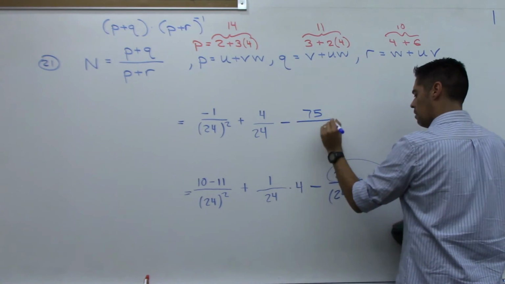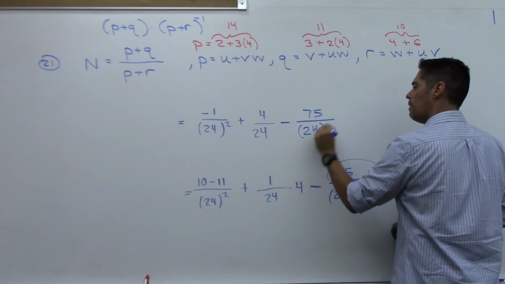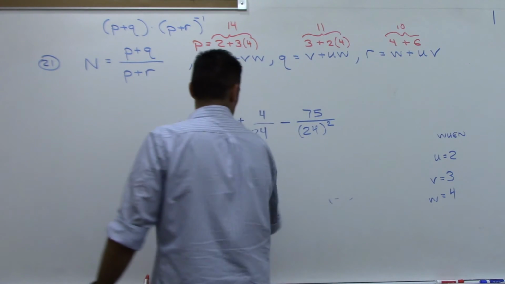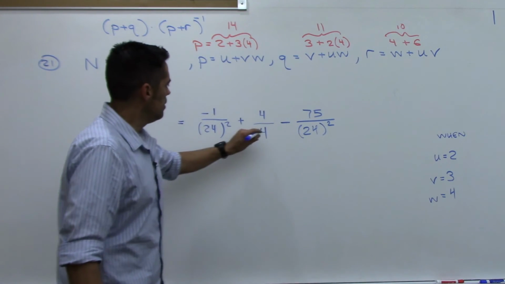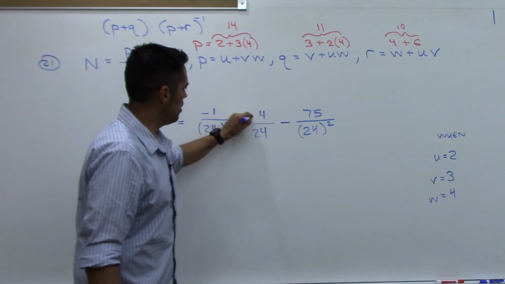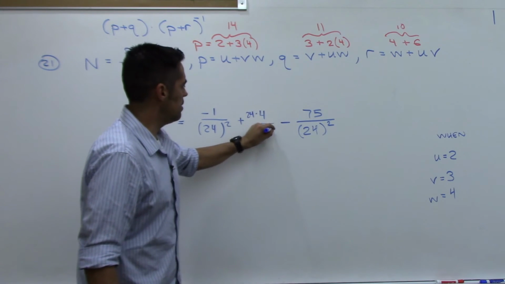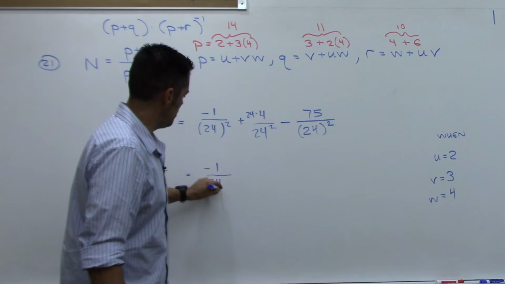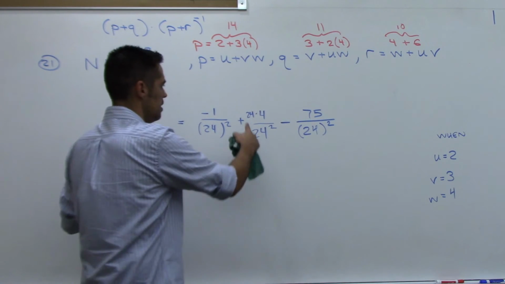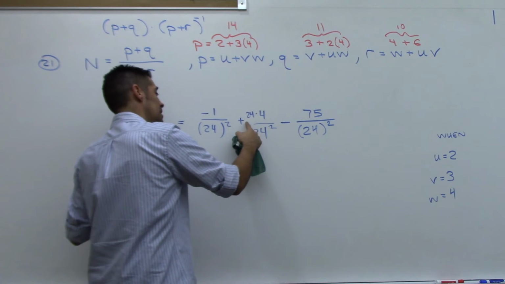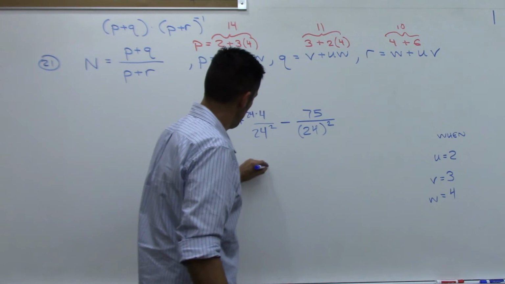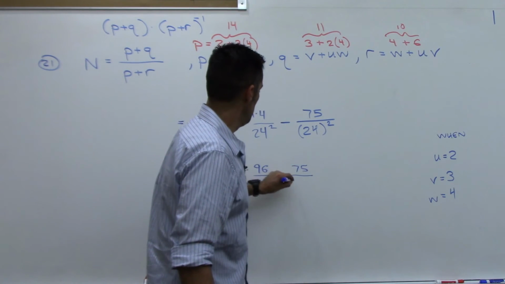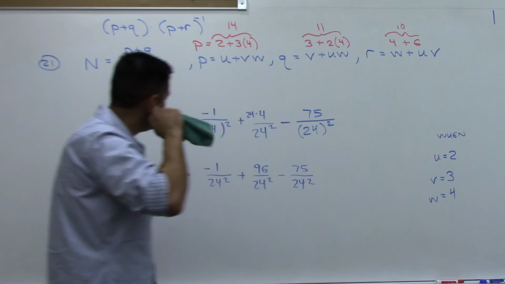75 over 24 squared. All right, that looks good. And then I think what I'll do is I'll get a common denominator, 24 squared. So I'm going to take 24 and multiply 24 on top and on the bottom, so that becomes 24 squared. So I have negative 1 over 24 squared plus, let's see, 4 times this, it's 96 over 24 squared, and then minus 75 over 24 squared.